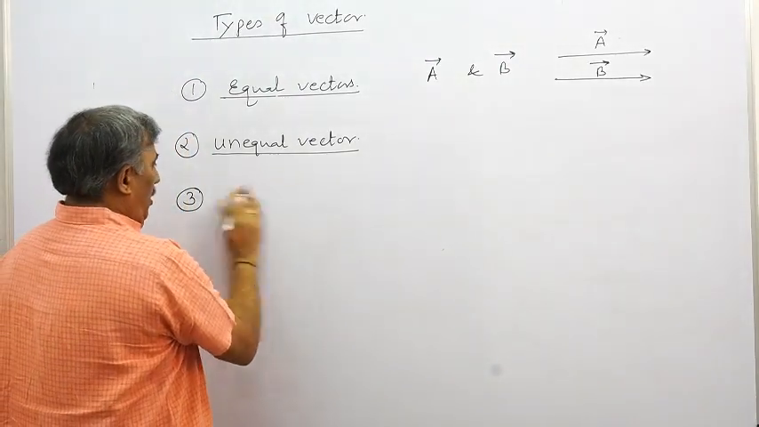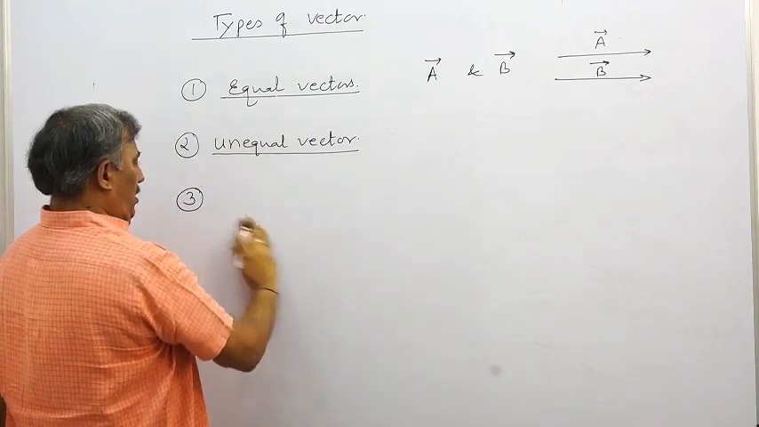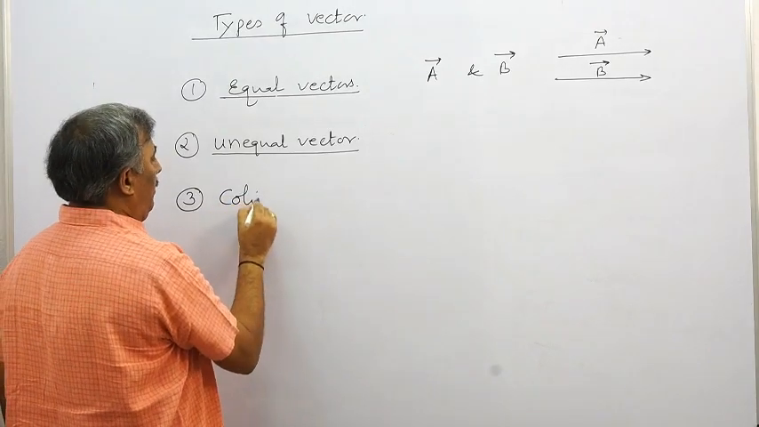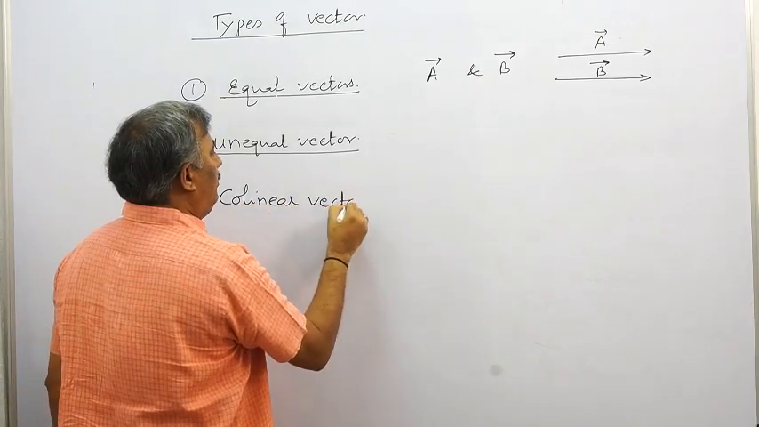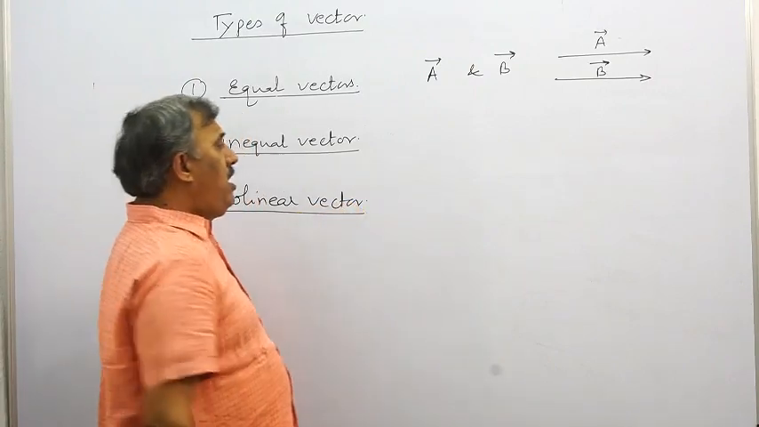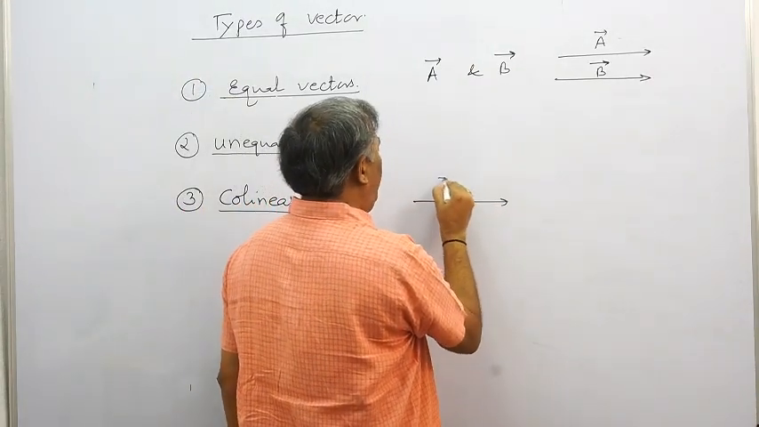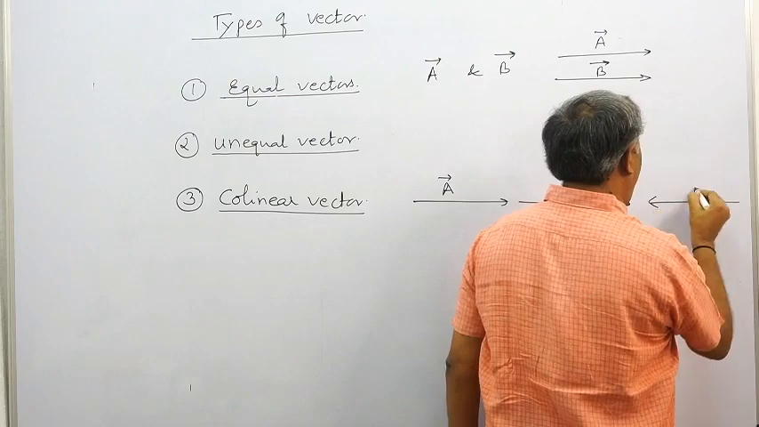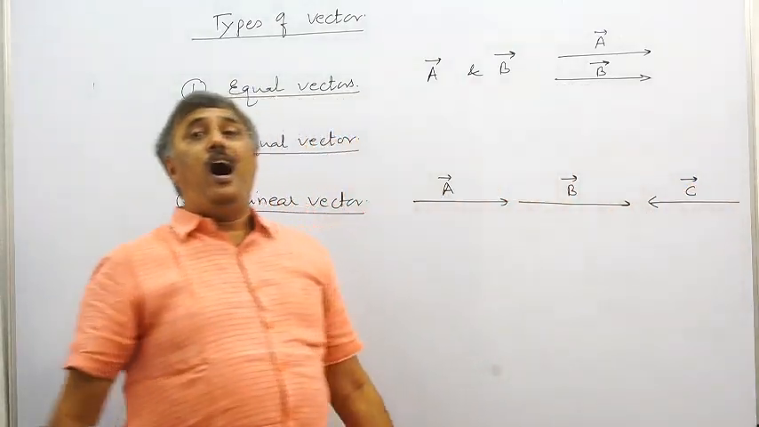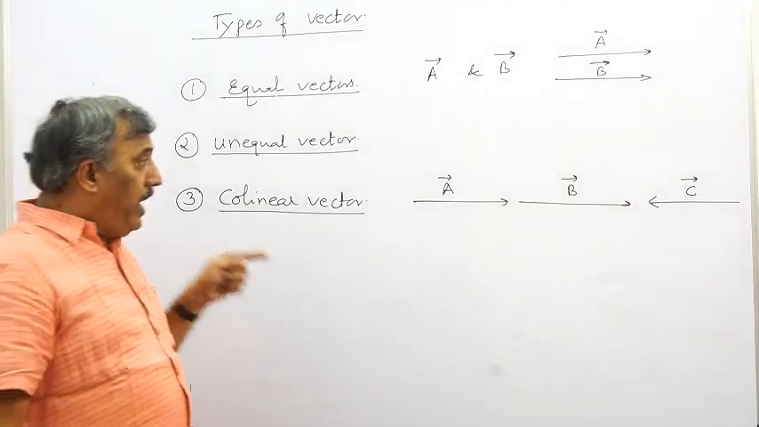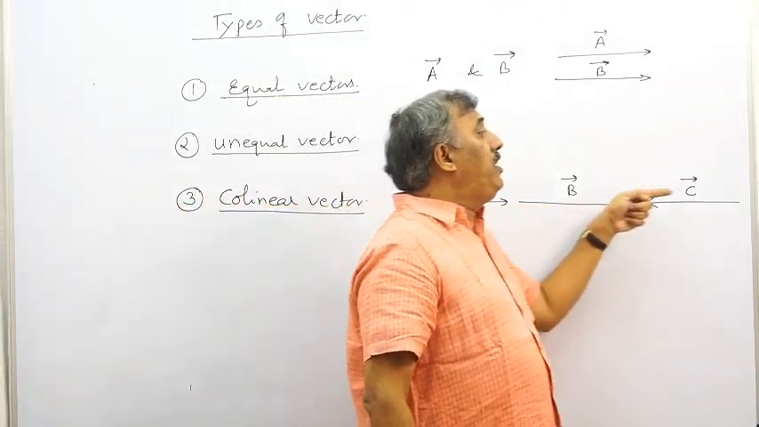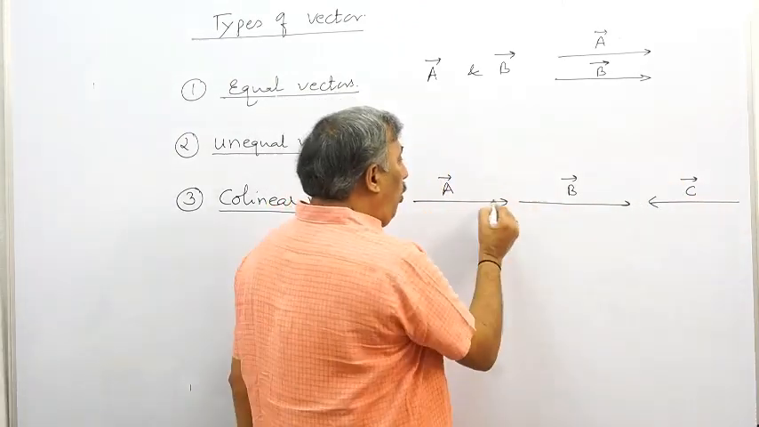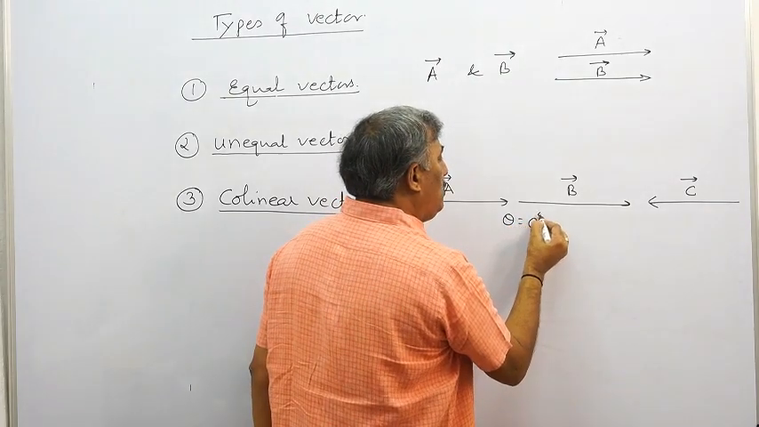Number three, I can say, coplanar vectors, collinear vectors. Suppose I draw this vector A, vector B, and vector C. So these are all collinear vectors. Vectors lying along the same line are called collinear vectors. In collinear vectors, what is the angle between A and B? 0 degree.